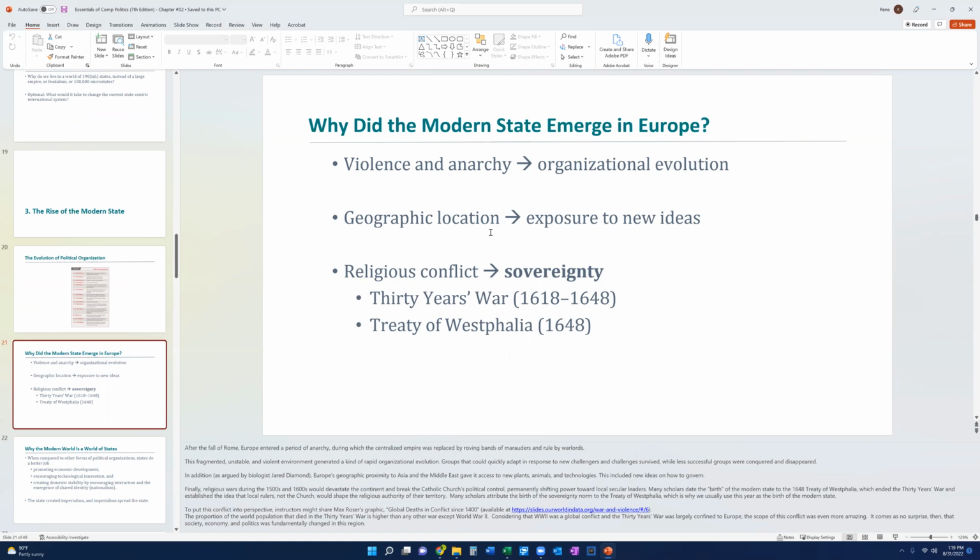There's geography, the fact that Europe is in the middle of the old world, perhaps led it to be exposed to new ideas, which inevitably helped create this concept of the state. There's the idea that there was violence and anarchy, and that the only way for the groups to actually protect themselves was by the creation of the state. In other words, the organizational evolution of a state led the states to want to have states in order to have security. Of course, there's also the question of religious conflict, which ended up breaking up the monopoly of power the Catholic Church used to have within Western Europe, and it was replaced by more states exercising their own sovereignty.